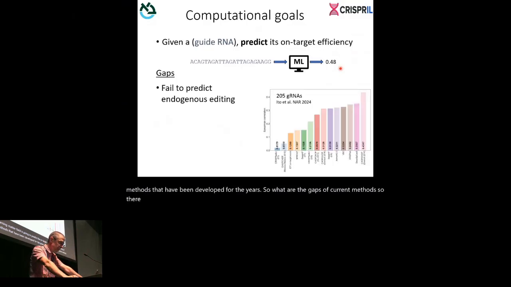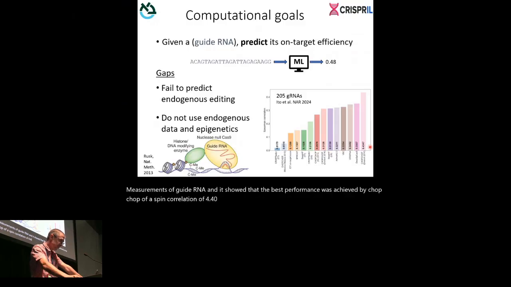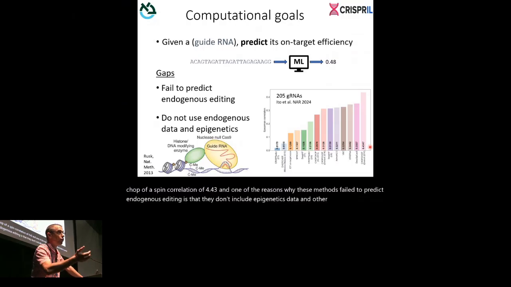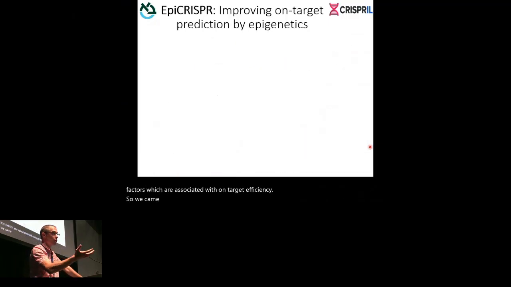So there was a recent study from last year by Ito et al., where they tested multiple state-of-the-art methods on a data set that they created, producing 205 editing measurements of guide RNAs, and they showed that the best performance was achieved by CHOPCHOP with a Spearman correlation of 0.43. And one of the reasons why these methods fail to predict endogenous editing is that they don't include epigenetics data and other cellular factors which are associated with on-target efficiency. So we came to this problem and wanted to resolve this issue, and indeed to include cellular factors and epigenetics data to improve the prediction of on-target efficiency.